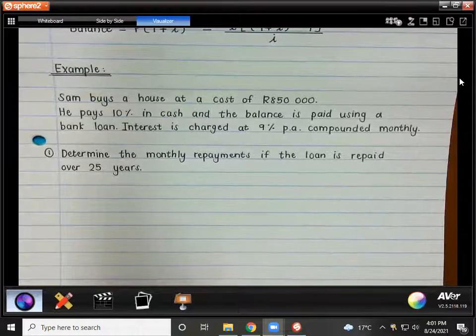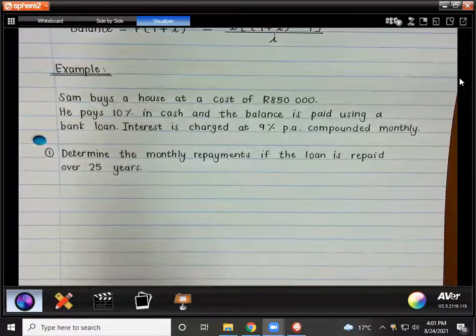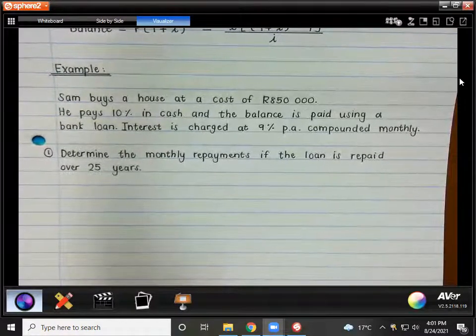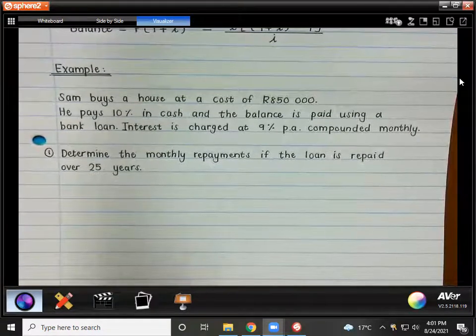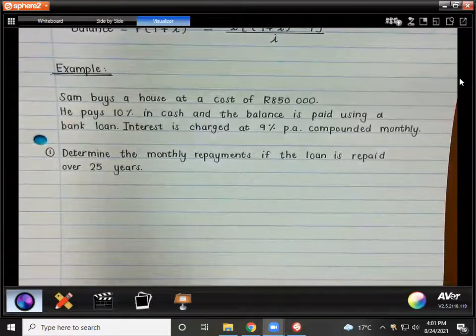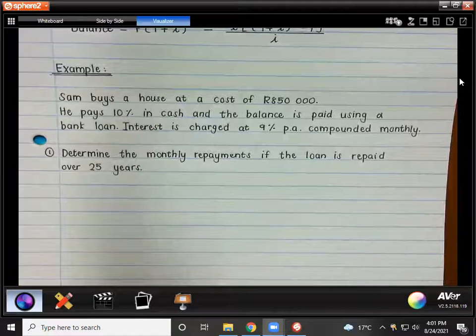Yeah, he pays 10% in cash. All right, so that is the deposit that you're obviously going to have to calculate. It's easy. It's the 85,000 Rand. And the balance is paid using a bank loan. So the 850,000 minus the 85,000, that is going to be the present value. That's what he's going to take out as a loan. All right, so that is your P value.